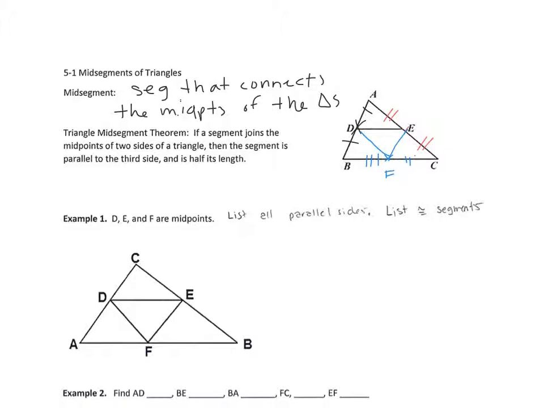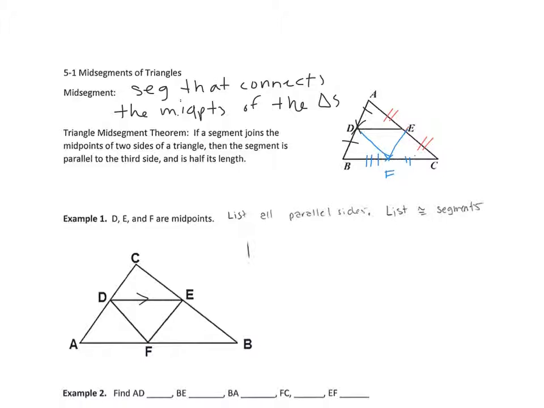The triangle midsegment theorem reads that if a segment joins the midpoints of two sides of a triangle, then the segment is parallel to the third side and half its length. So this segment right here is parallel to this. DE is parallel to BC, and then EF is parallel to AB. The second part is half its length, so twice EF is AB, twice DE is BC, twice DF is AC.